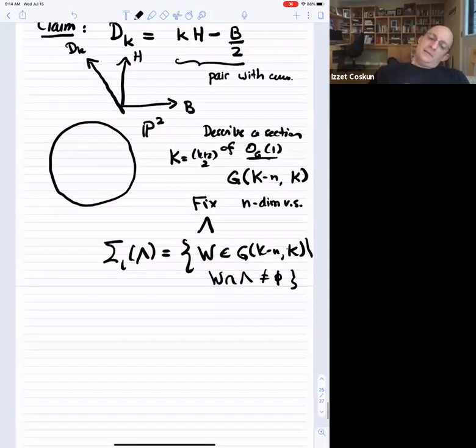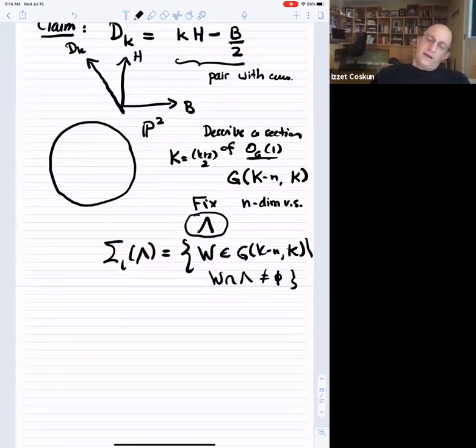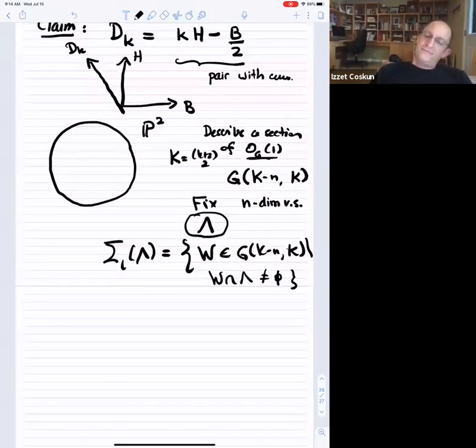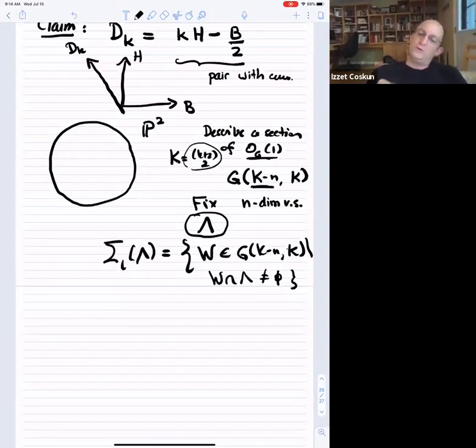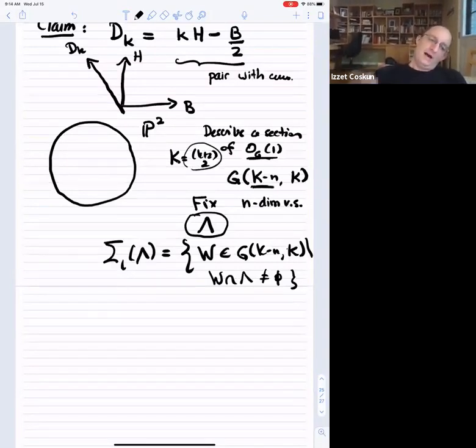So, okay, let's think about it. How do I get an n-dimensional vector space? The way you get an n-dimensional vector space is you fix k minus n points, or k plus 2 choose 2 minus n points. So you do that.